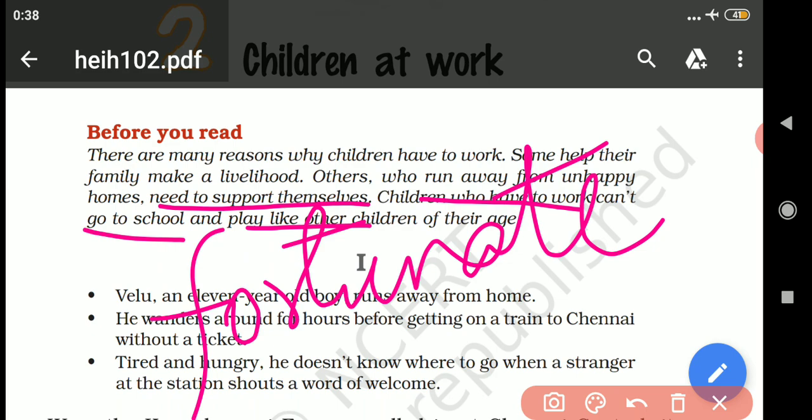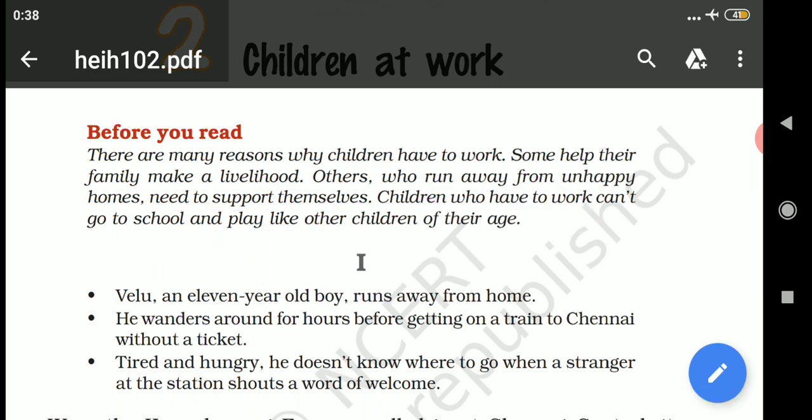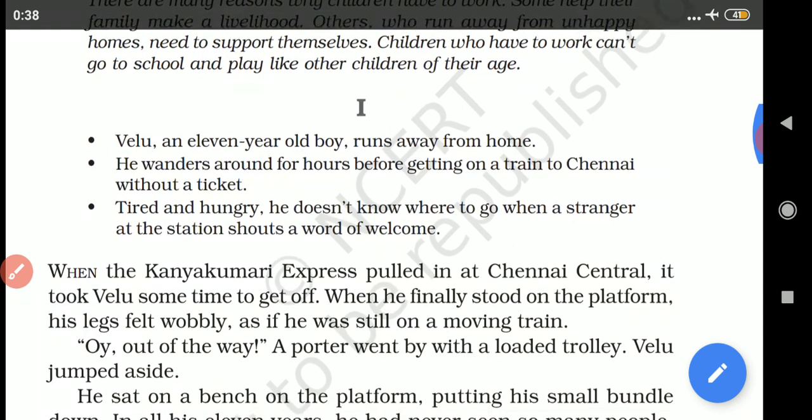But at the same time, there are millions of children of your age who do not go to school only because of this particular reason, that they go to work for their family. They go and earn money for their livelihood. Okay, so it's going to be a very beautiful and highly inspiring story, my dear children.